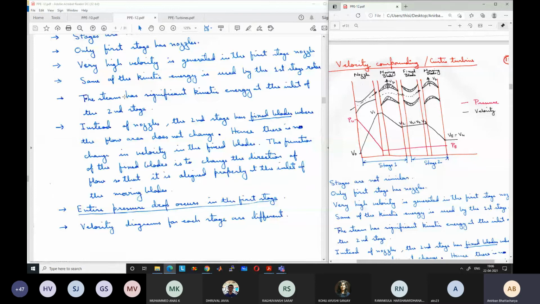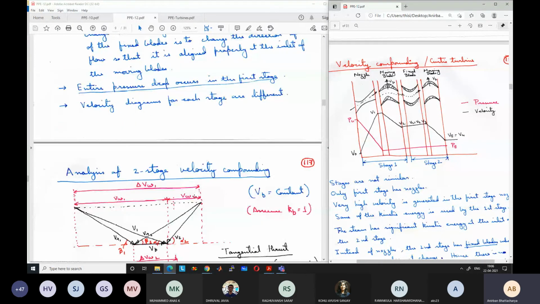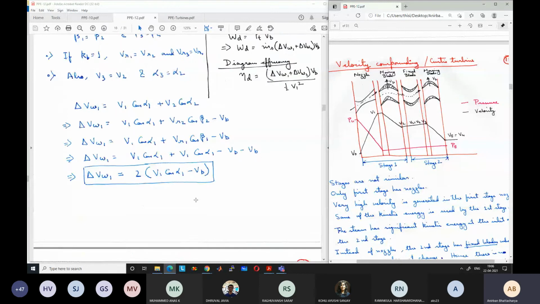So now let us try to analyze this. I think 2-3 pages are there. We will finish with this today. It's not difficult to analyze this. So we'll analyze the two-stage velocity compounded turbine.